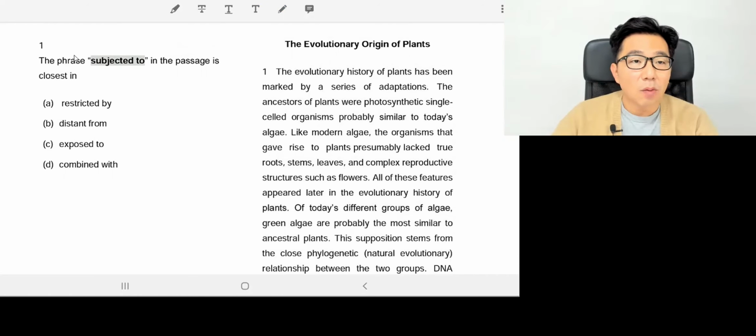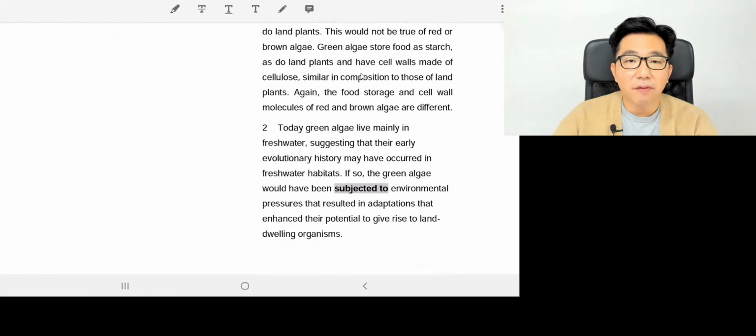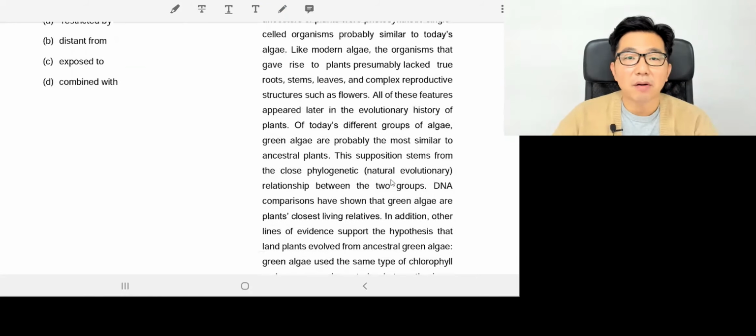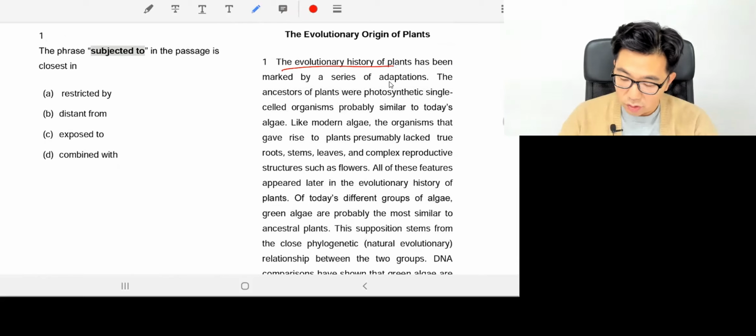All right, question one is a vocab question. Let's check where that question comes from: paragraph 2. So let's start reading paragraph 1. It is super important to read all paragraphs, especially the first paragraph, no matter what, okay? So here we go. The evolutionary history of plants has been marked by a series of adaptations. So evolution of plants is done by adaptation, adapting to different environments, I guess.